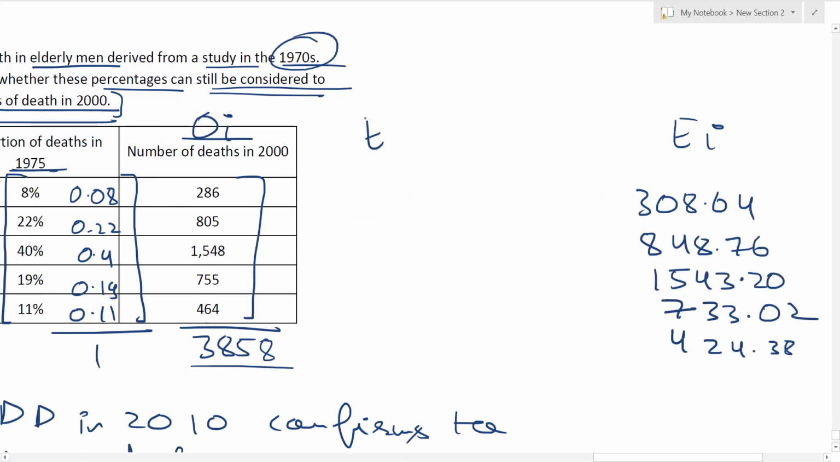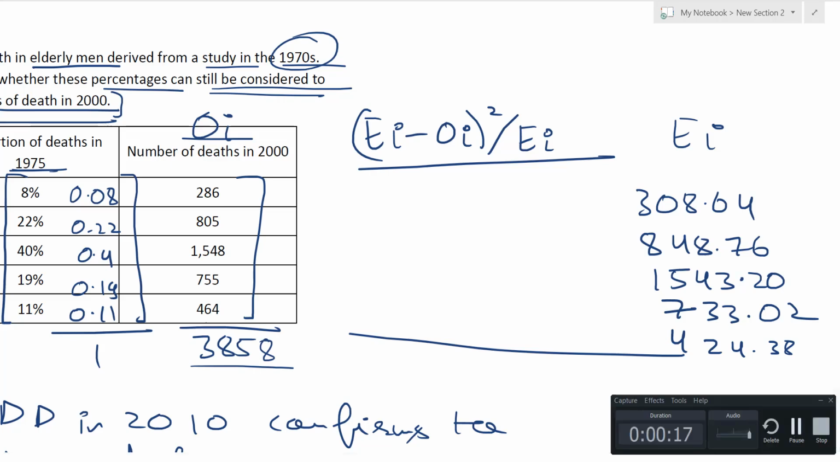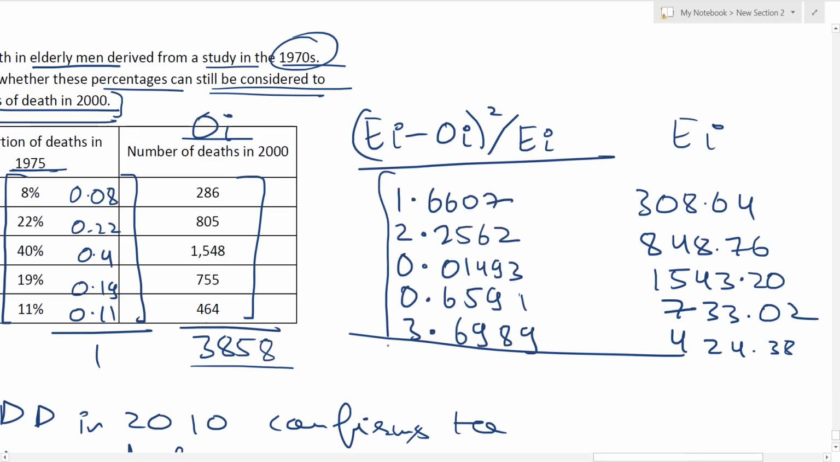Once we have these, we need to calculate (EI minus OI) whole square divided by EI. We'll sum these values to get the test statistic under H0. So taking a difference, squaring, dividing by EI. These are all the values that we have got. Now let's add them up. The total of all of these, EI minus OI whole square by EI, will be my test statistic. Yes, so this is the value of your test statistic.